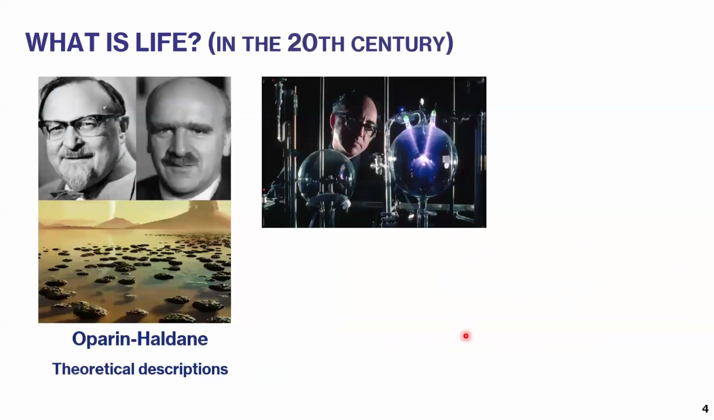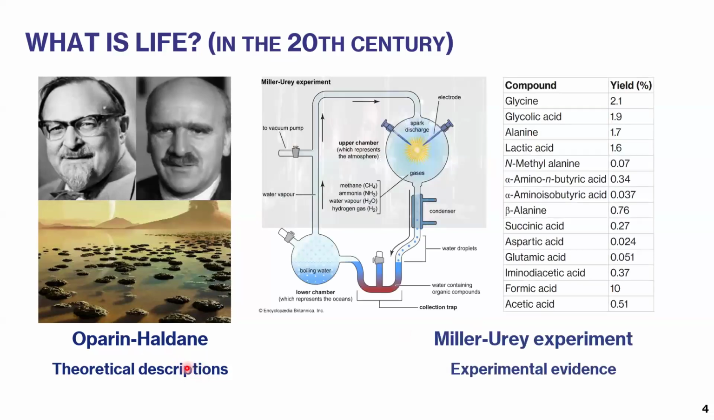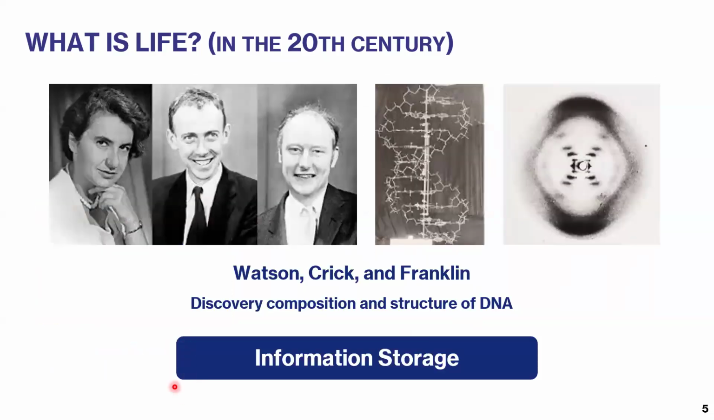In the early 20th century, models of life turned on the origin of life questions, founded in new knowledge and discoveries. First, Haldane and Oparin developed theoretical descriptions of life's origin, and Miller and Urey provided experimental evidence to support the abiotic origin, as Darwin had introduced. With the discovery of DNA and its composition and structure by Watson, Crick, and Franklin, information storage was added to the perspectives and definition of life.